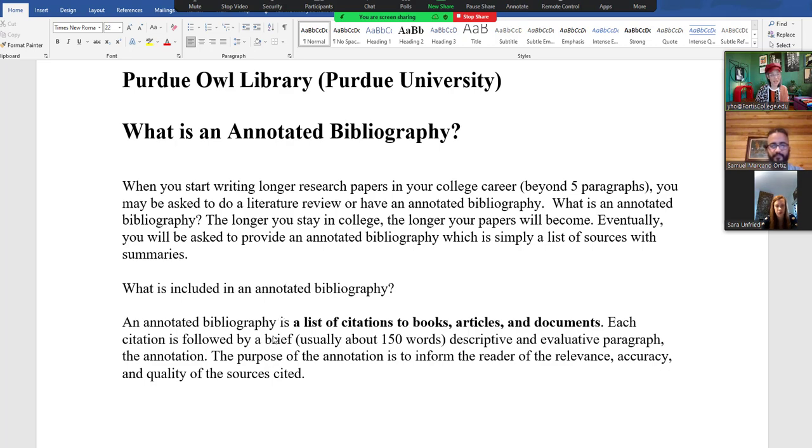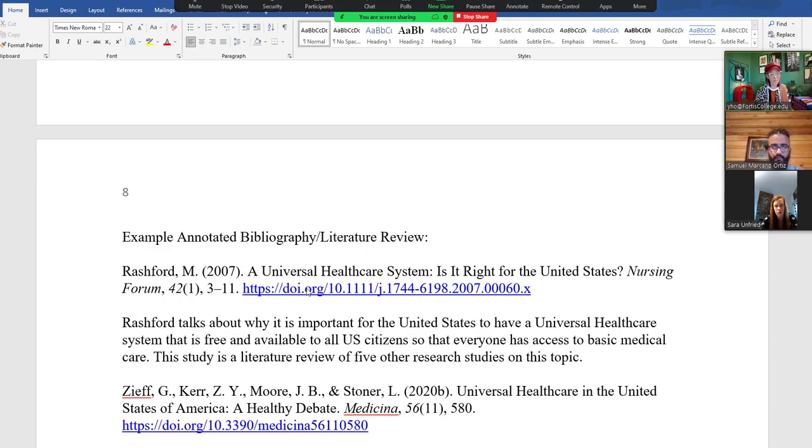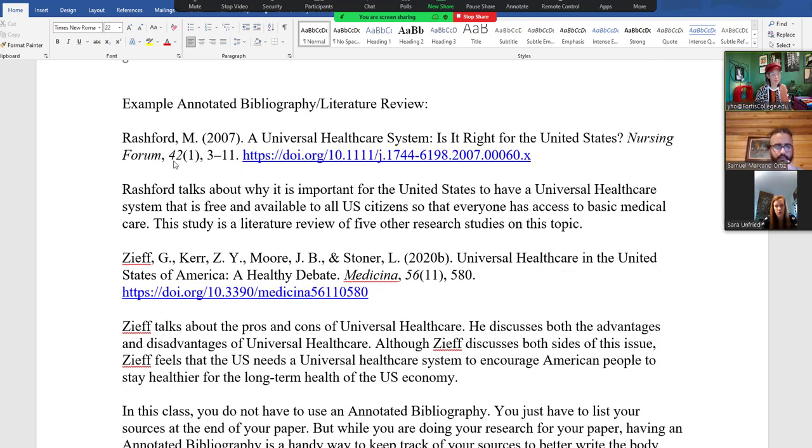So for an annotated bibliography, your summary should just be about 150 words, and it's usually a descriptive and evaluative paragraph. And the purpose of the annotation is to inform. Here's an example, Rashford.